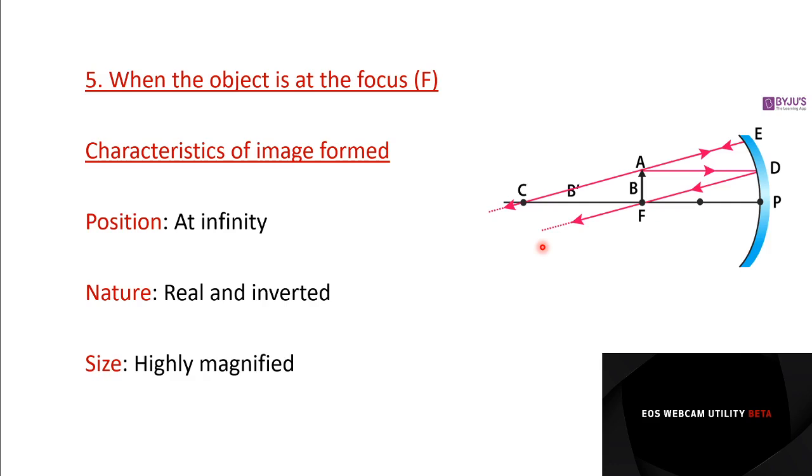But the real rays are reflected. The real rays are going as reflected rays. So definitely the image which will be formed will be a real image, though we cannot see it. And the image which will be formed at infinity will be highly magnified. That means it will become much, much bigger than the object. Okay?